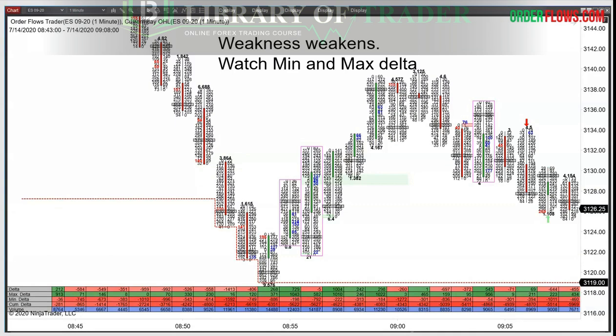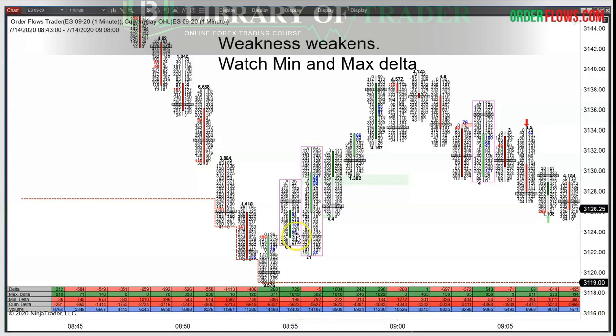Now here, this is interesting because what you have is a case of the weakness weakening. On this move down, you got big strong min deltas. Just starting here, minus 614, minus 1592, minus 749, then minus 886. As you're at your low, minus 198. More importantly, you see the max deltas getting stronger. Here was 230. Here was 16, 120, 371, 1000. So you see max deltas growing, min deltas getting smaller.